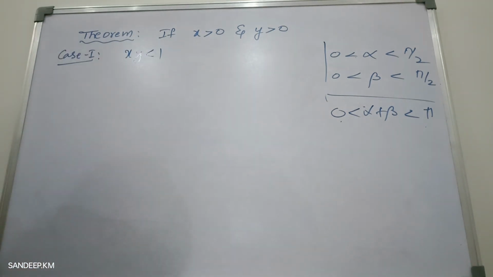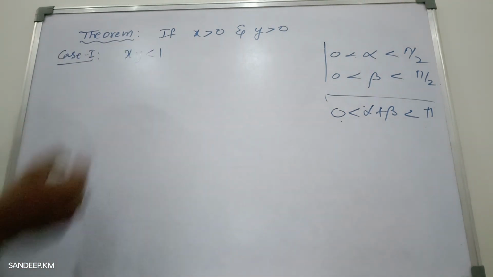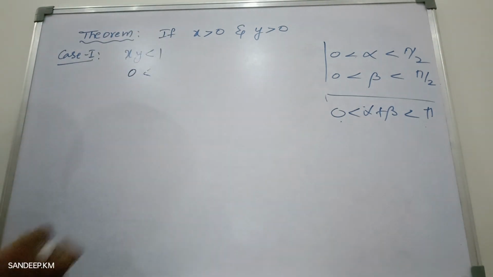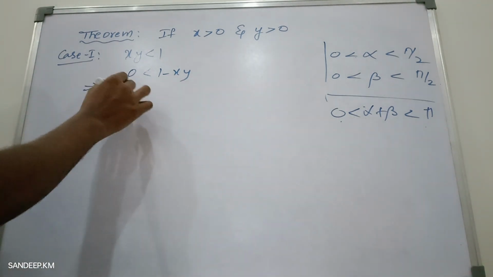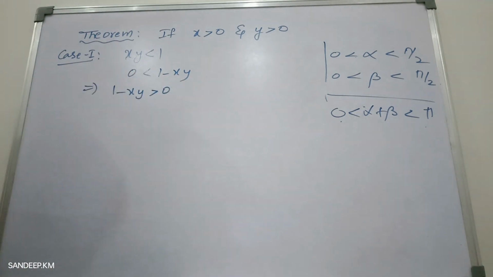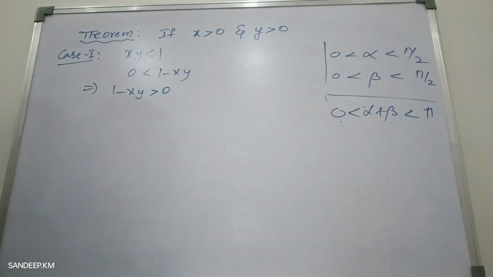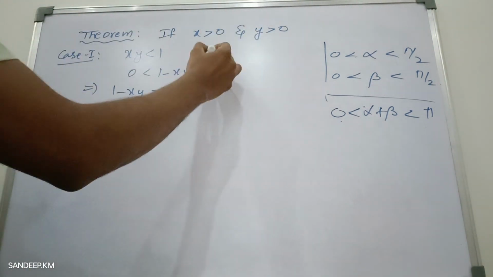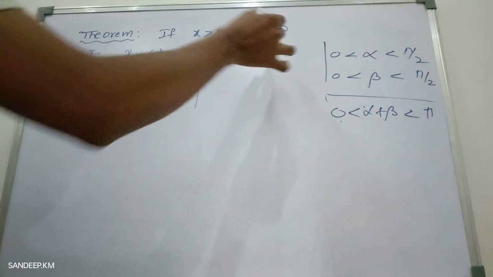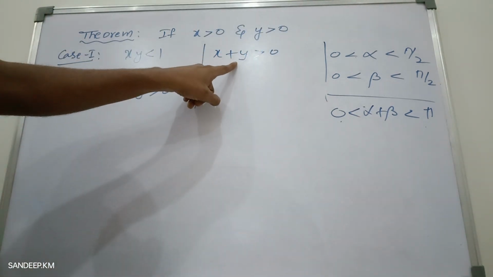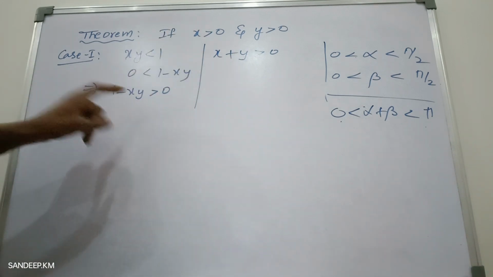What happens if x into y is less than 1? Take xy to the right side: 0 is less than 1 minus xy. Or we can also say that 1 minus xy is positive. Since x is positive and y is positive, x plus y is also positive. Okay? So understand that x plus y is positive, and 1 minus xy is also positive.